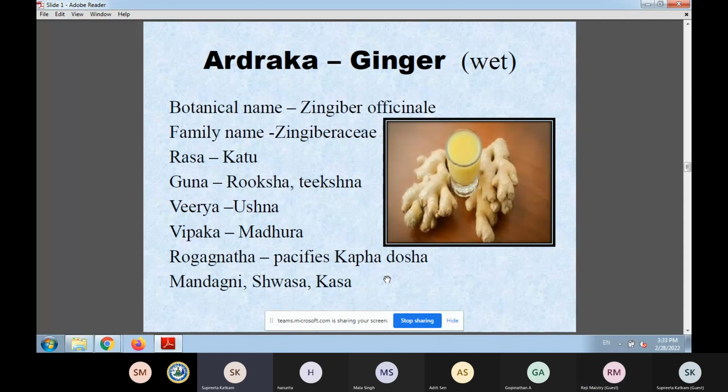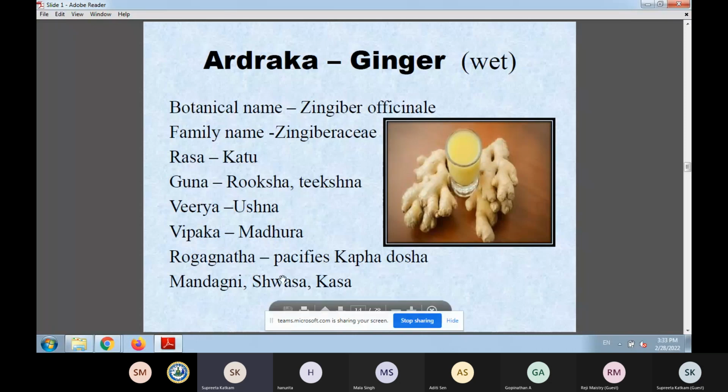Since we know, or it is written here, that ginger is having Katu Rasa, this Katu Rasa will pacify the Kapha dosha. Katu Rasa has the capacity to reduce Kapha dosha. Now, when we have the idea that Katu Rasa will remove the Kapha dosha from the body, that means it will help in the diseases which are caused due to Kapha.